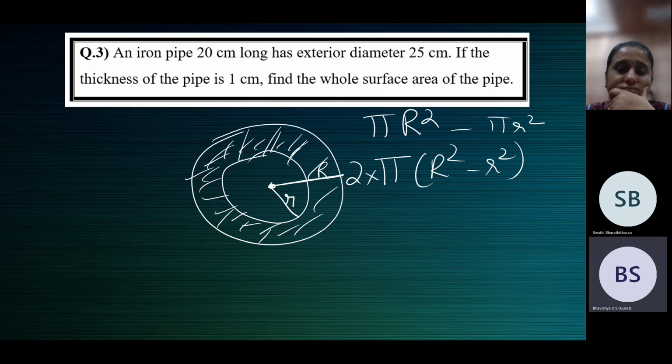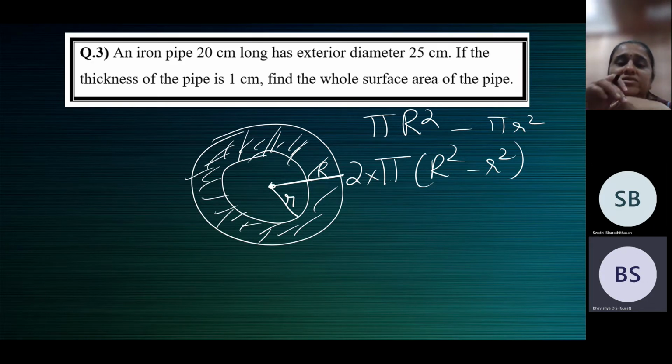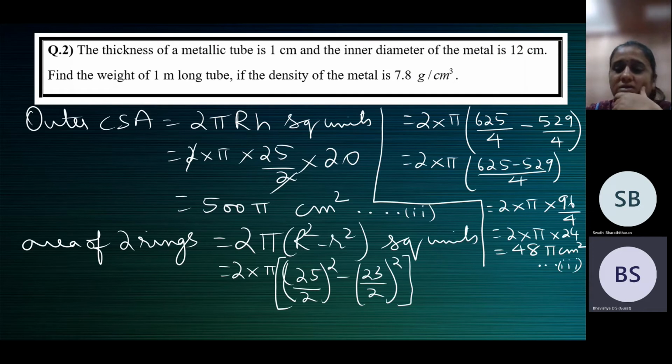Now understood or okay? Understood, ma'am. Now what was your doubt? Why is it 2 into? No, ma'am, like 2 into pi into 96 by 4. Can we cancel the 4 and 2? Where? Here. Yes, ma'am. You can cancel, because it's multiplication of 2 into pi into 96 by 4. You can cancel. You'll get the same answer. Okay.